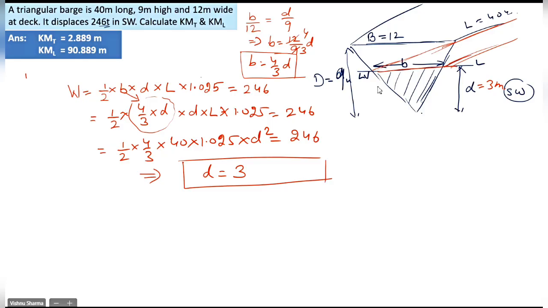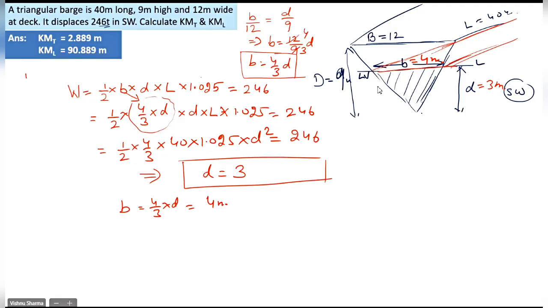Once I know the draft, I can get b. Small b is equal to 4 by 3 into D. It will be equal to 4 meters. So I get the value of b also. Yes or no? Yes, sir. This has nothing to do with moment of inertia. This is basic geometry, law of flotation, which has to be used. And the idea of doing these questions is they will trigger the thought process in you. If questions are familiar, you will be able to handle them better.